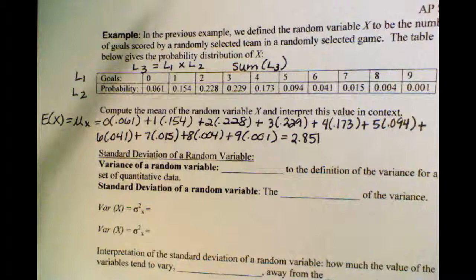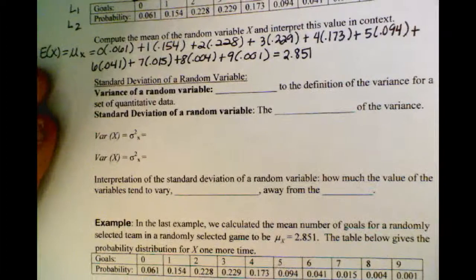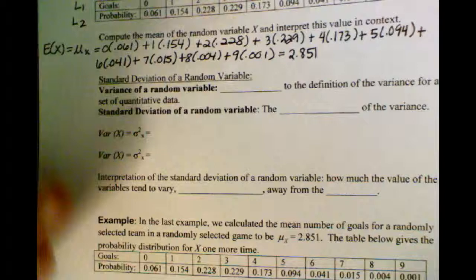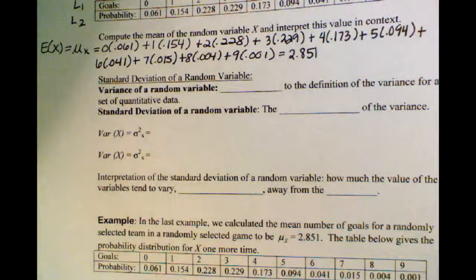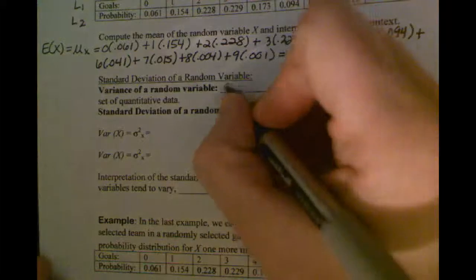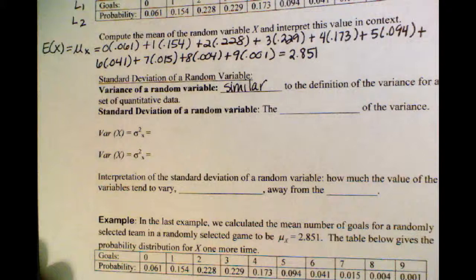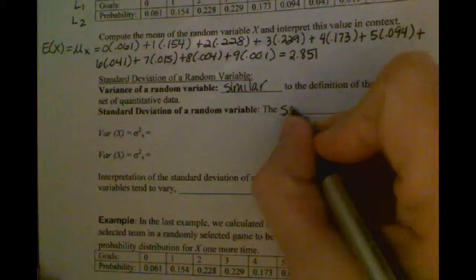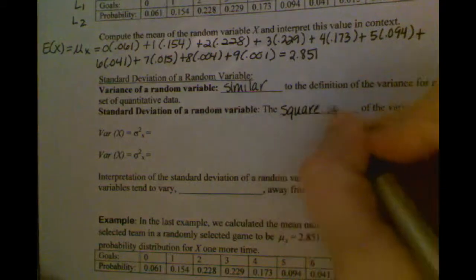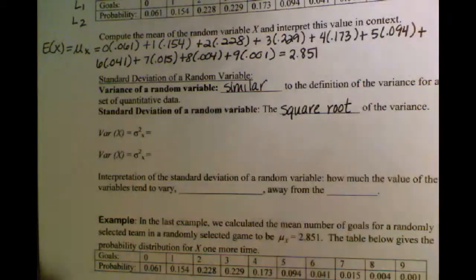The standard deviation and variance of a random variable measure how far away or how much the data is spread out. So the variance is similar to the definition of variance for a set of quantitative data, which we did in chapter 1, and the standard deviation is just the square root of the variance.